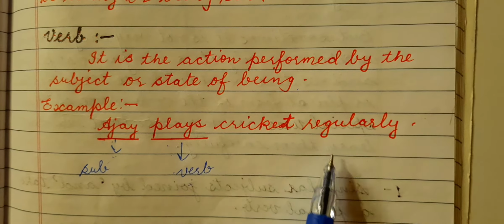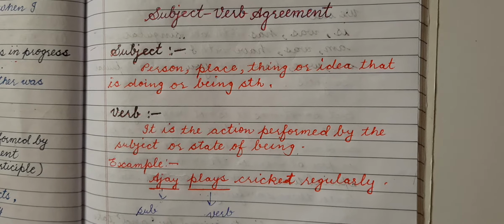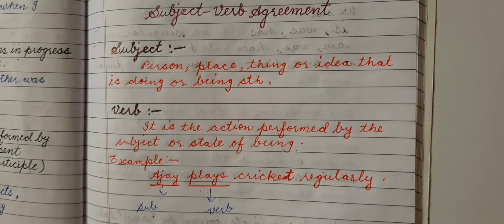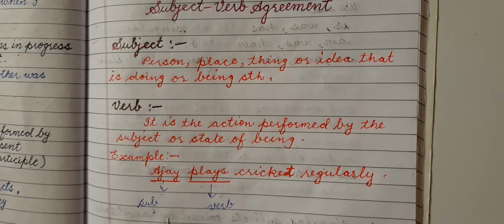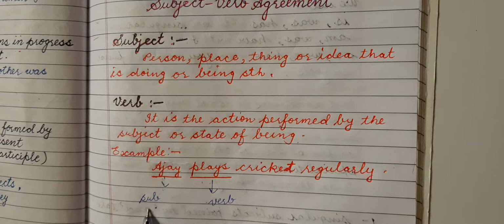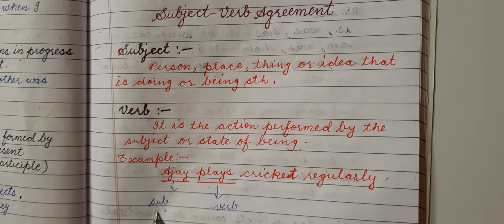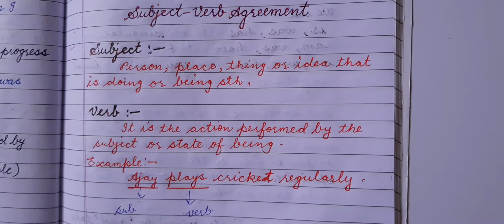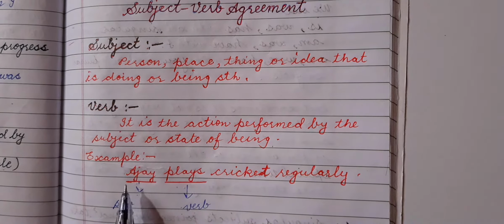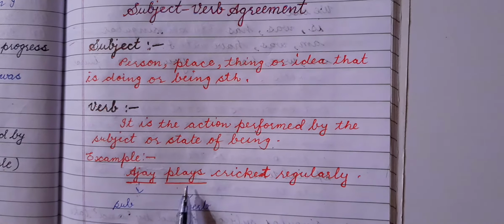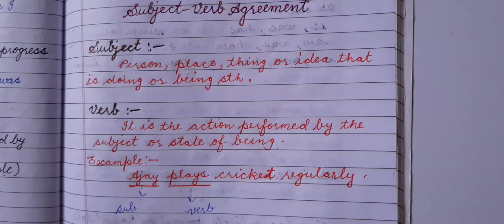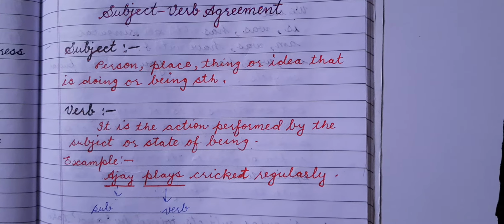Ajay plays cricket regularly. To identify the subject, ask the question: who is performing the action of playing? So we can see here that Ajay is playing. Ajay is performing an action. That's why Ajay is the subject. And to identify the verb, we can ask what the subject is performing. And we can see here that the subject Ajay is playing. That's why plays is the verb. In this way, we can identify the subject and the verb in sentences by asking such questions.